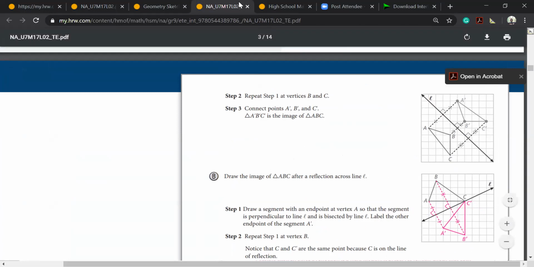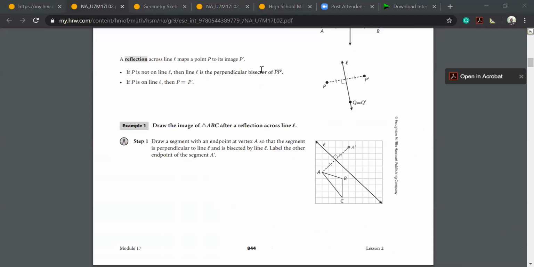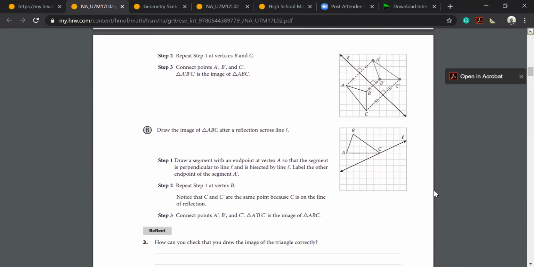Okay, let's go to number B and try to do it together. As if we didn't see the answer, let's try to do question B together. In question B, again, I have triangle ABC and my line L. The easiest point will be what? Will be C. C is already on the line of reflection. So its reflection will be what? Will be the same. So actually this point is C and C prime.